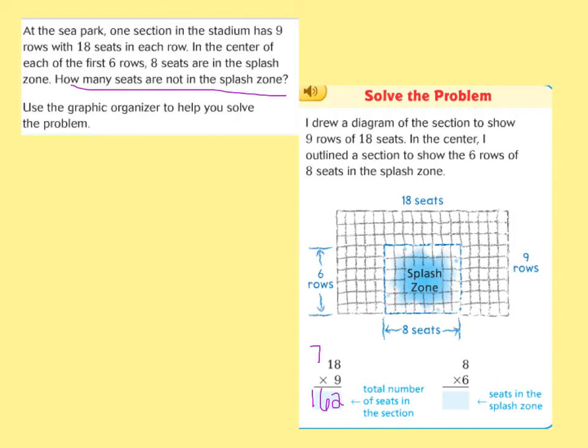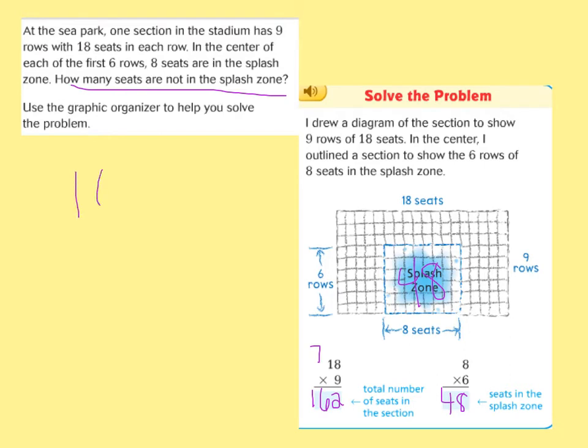Now how many seats are not in there? We have to figure out how many are in the splash zone first. So there are 8 seats in 6 rows, which is a total of 48 seats that are in the splash zone. Now remember, we're not looking for that information. We're looking for how many are not in the splash zone. So this is 48 seats right here, and this whole total is 162. For all the seats that are not in the splash zone, we have to take away those splash zone seats.